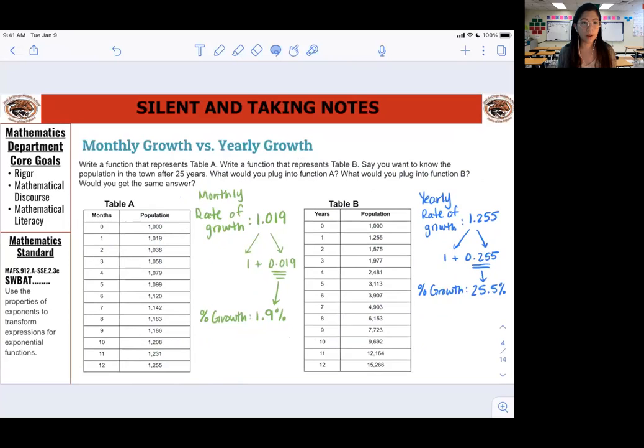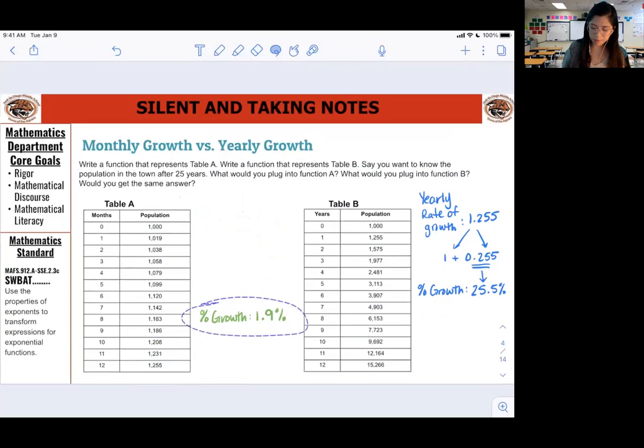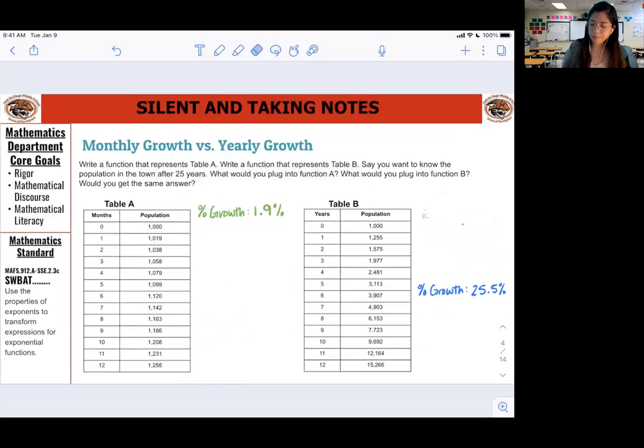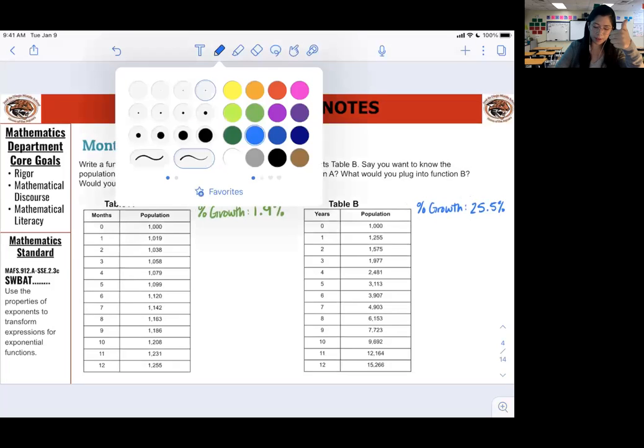Now we're going to write a function that represents table A, and a function that represents table B. So I know the percent of growth. What else do I need to know in order to write my functions? The y-intercept? Good. Just like we did in the bell ringer. Same exact thing. Instead of a word problem, I have a table, but we're doing the same thing. We figure out what the percent of growth is, and we also figure out the y-intercept.